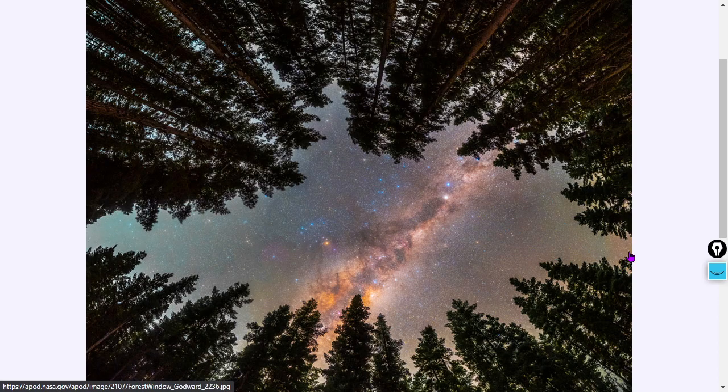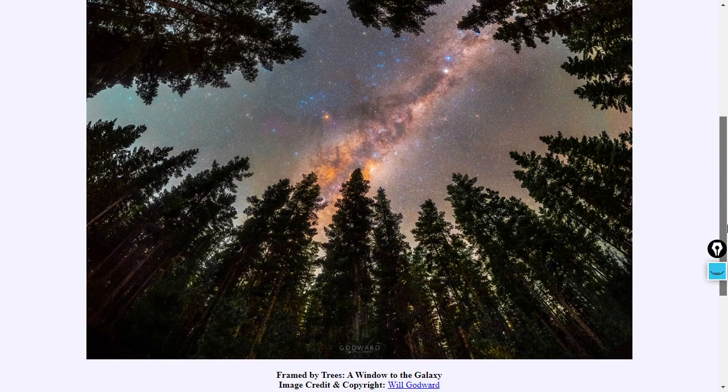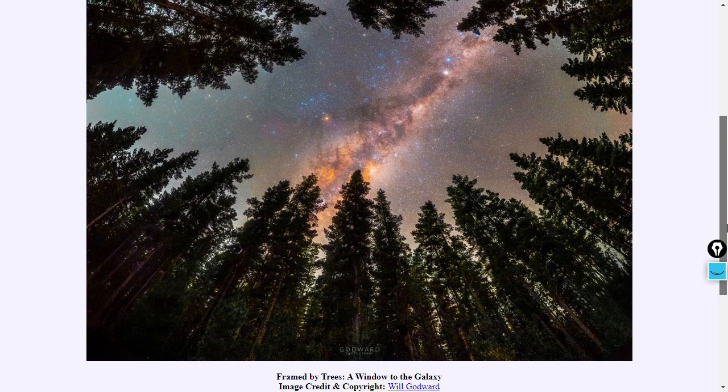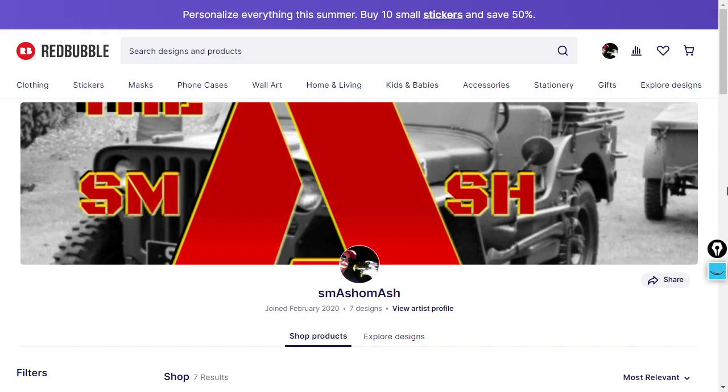We need humans. Check out the astronomy picture of the day at apod.nasa.gov. And it's entitled Framed by Trees, a Window to the Galaxy by Will Godward. A great view of the Milky Way galaxy framed by some redwoods, I believe it is.